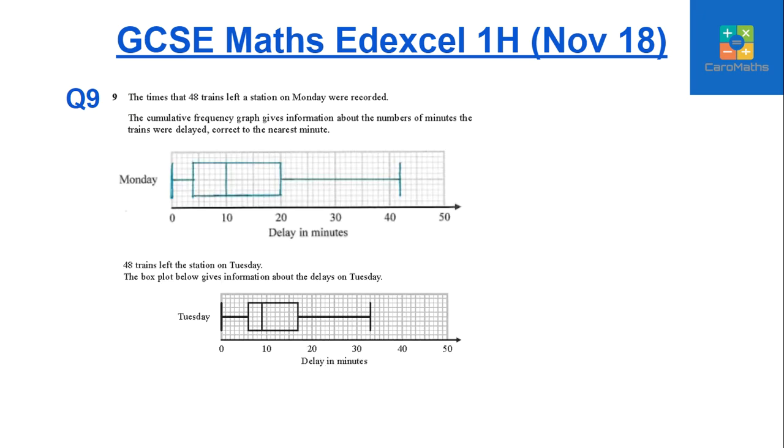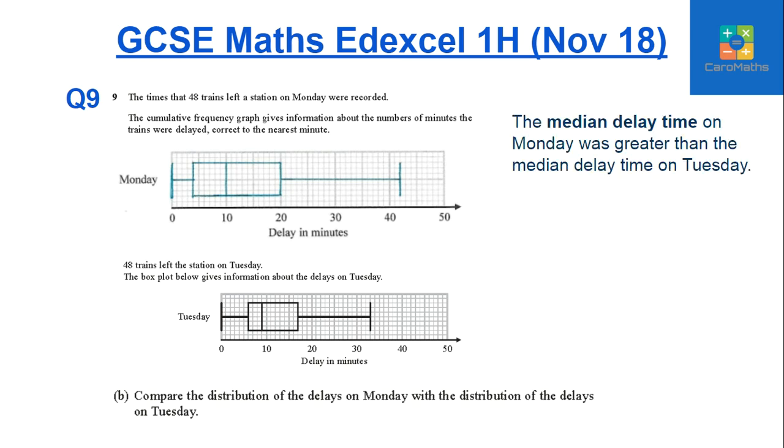48 trains left the station on Tuesday. The box plot below gives information about the delays on Tuesday. B. Compare the distribution of delays on Monday with the distribution of delays on Tuesday. So the first thing we can say is that the median delay time on Monday was greater than the median delay time on Tuesday, because you can see on Monday it was 10 and on Tuesday it was 9.